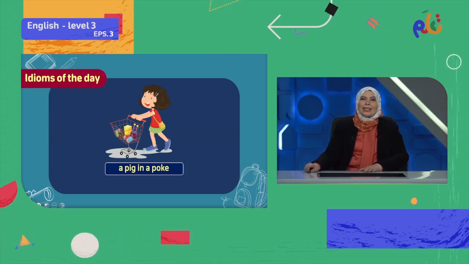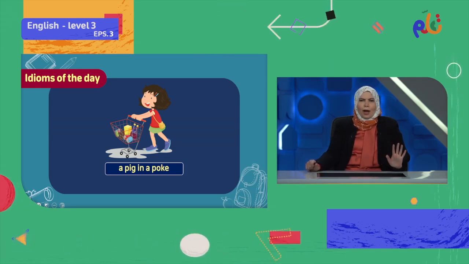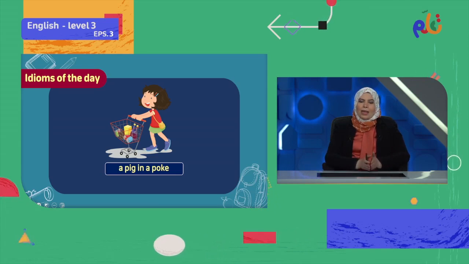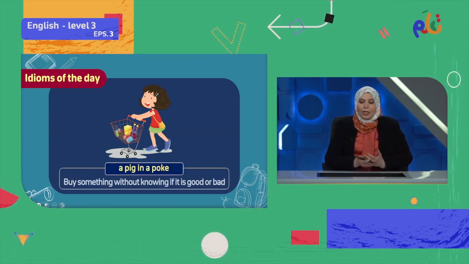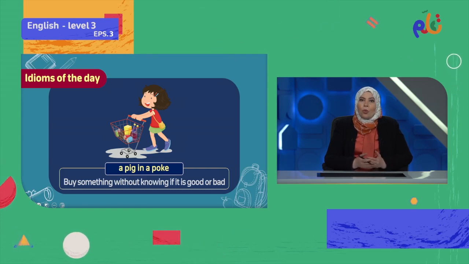So you can say, I don't like to buy a pig in a poke. A pig in a poke here means to buy something that you didn't check or you didn't know whether it's good or bad. So somebody can tell you, okay, this shop is nice, go visit it, and then you tell them, no, I don't like to buy a pig in a poke, which means I don't like to buy things without checking.